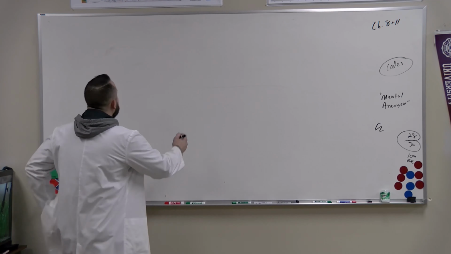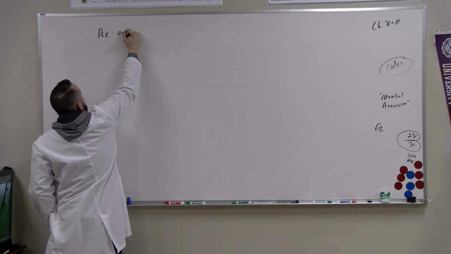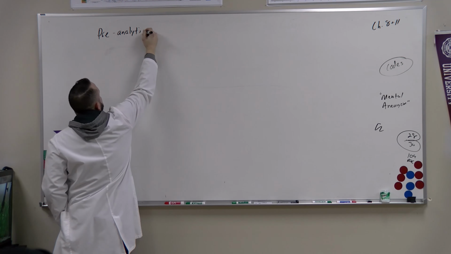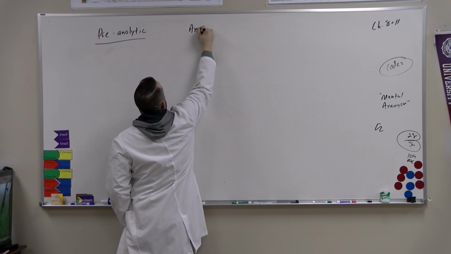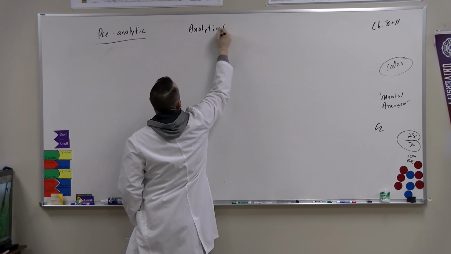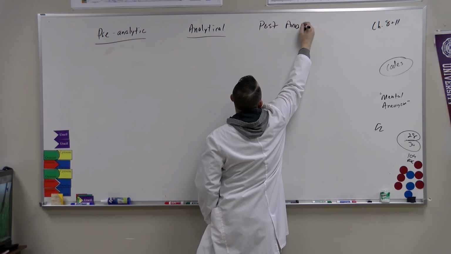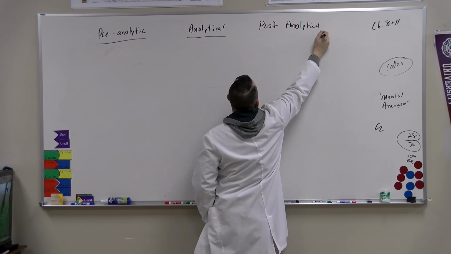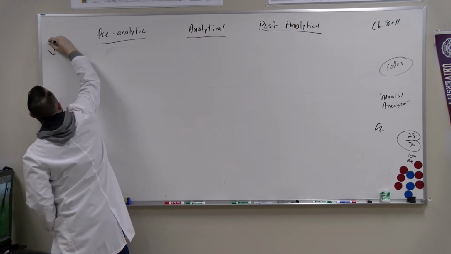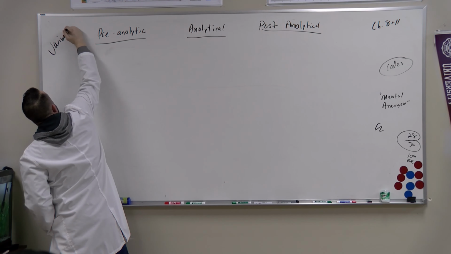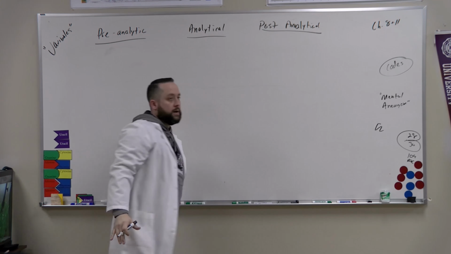So, what are we doing? We're testing things, we're getting results, we're doing data. So we can have errors pre-analytically. We're analyzing blood, right? Analytical errors, post. Variables is what we're talking about here. Pre-analytic variables, analytical variables, and post-analytical variables.